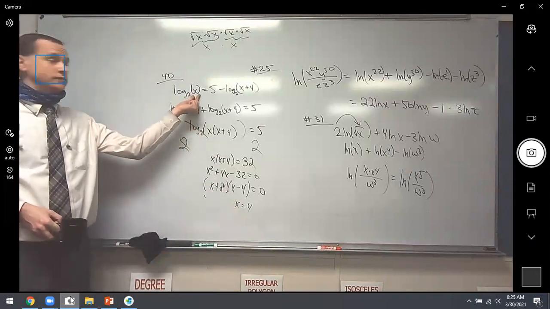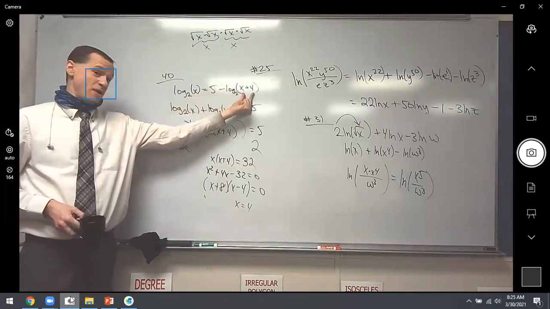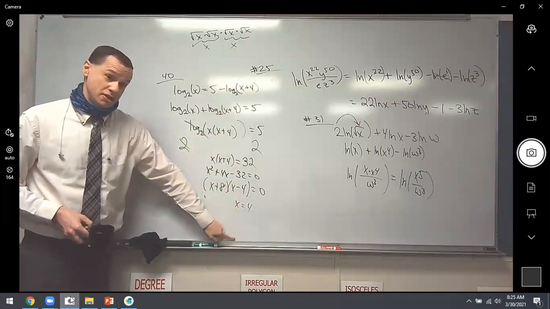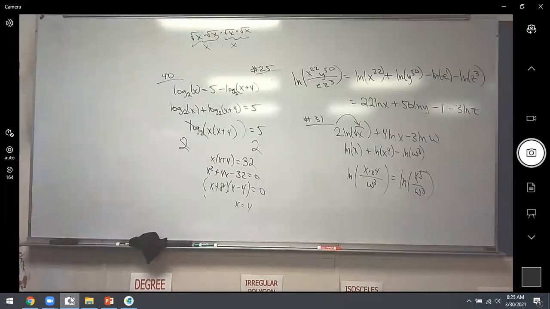That's positive, right? If I plug 4 in here, 4 plus 4 is 8. That's positive, right? Positives are okay, aren't they? So the only answer to this problem is 4. So then write 4 again.